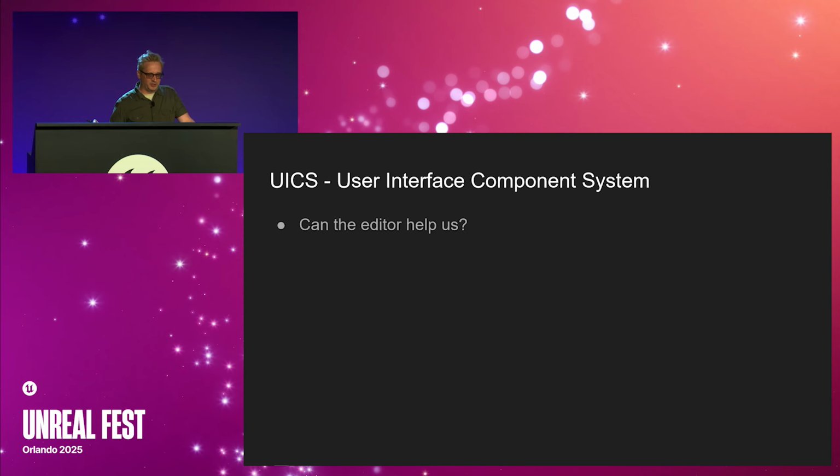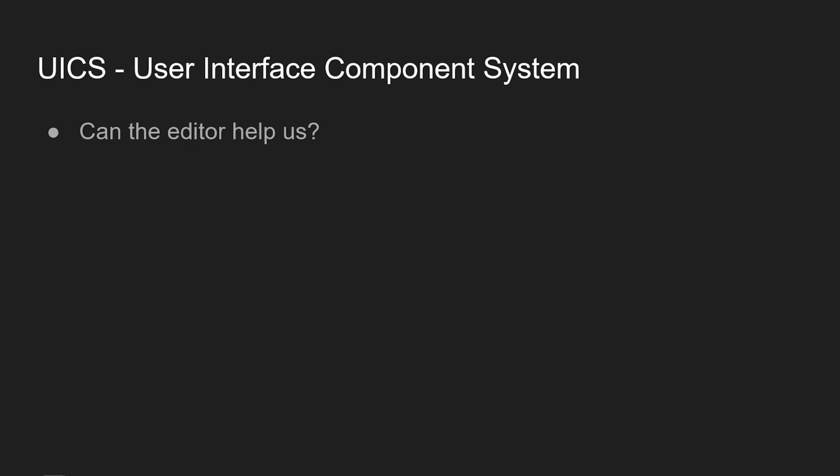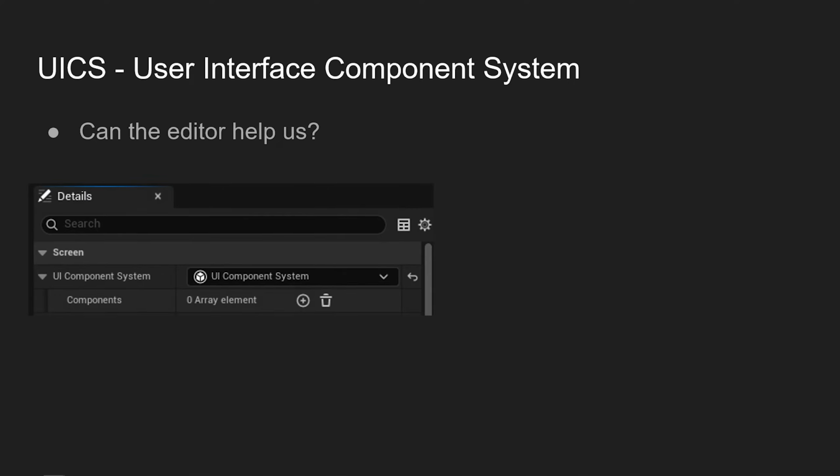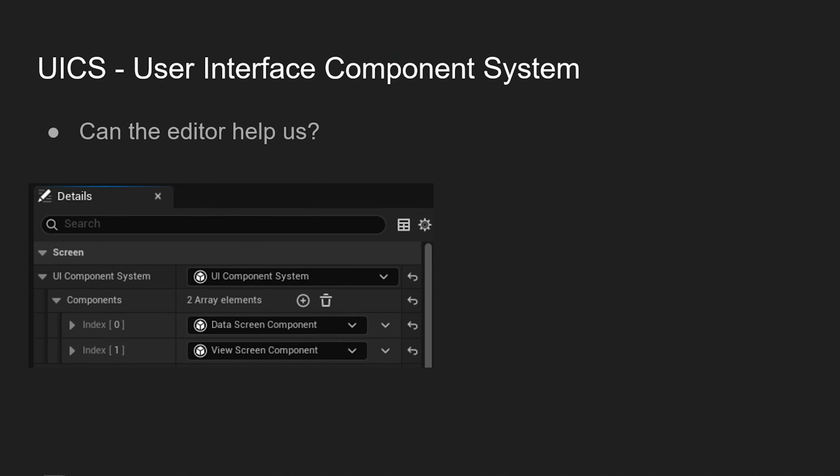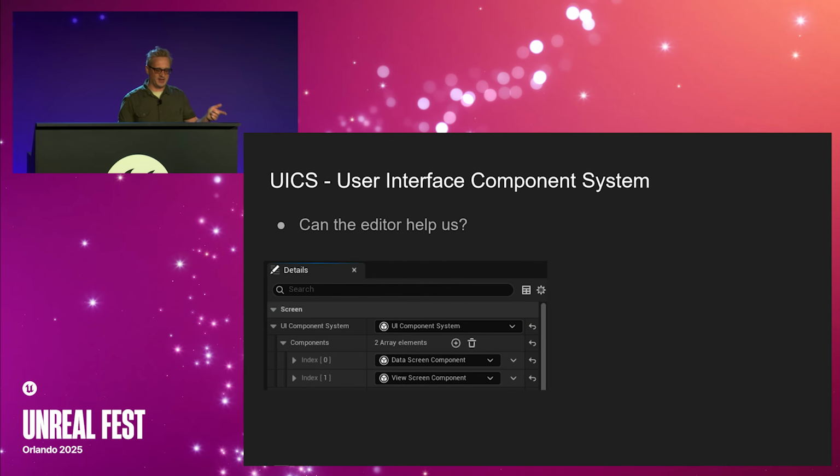Now, one thing about moving to components is that you've got to ask yourself, I've got these screens, how do I define what components are in it? Can the editor help us with that? Yes. If you were to make a screen in our system and go to its properties, this is what you'd see. You have an array here of screen components, and you can use the editor to go in and add however many of the components you want for that screen.